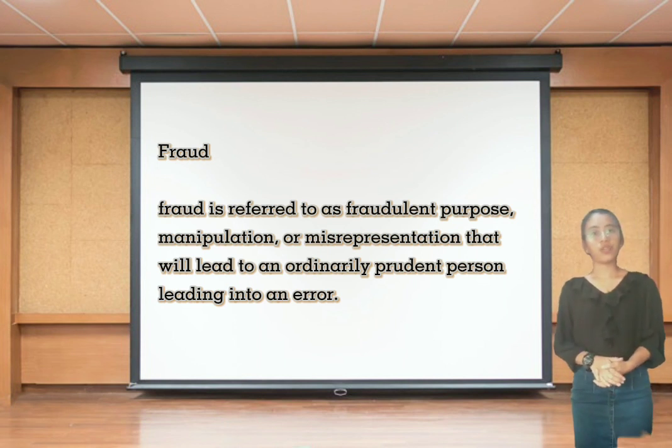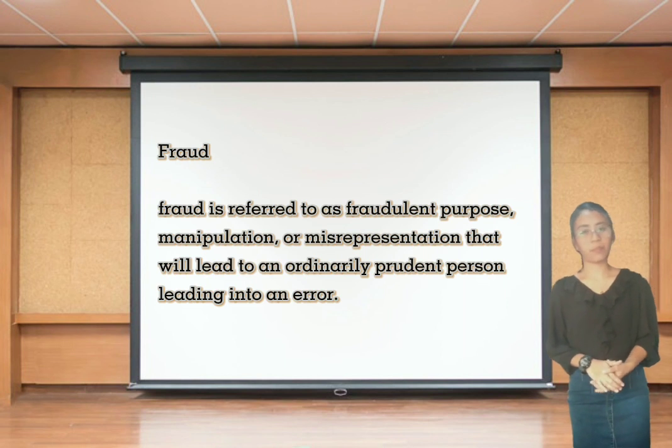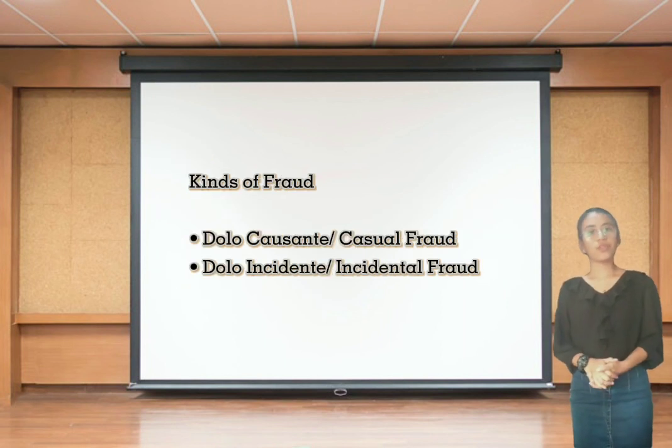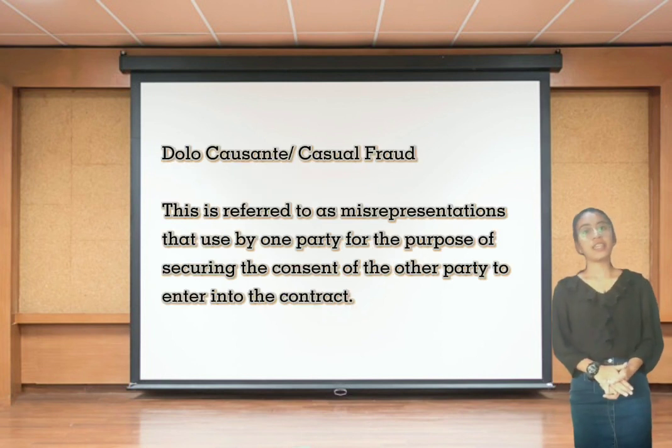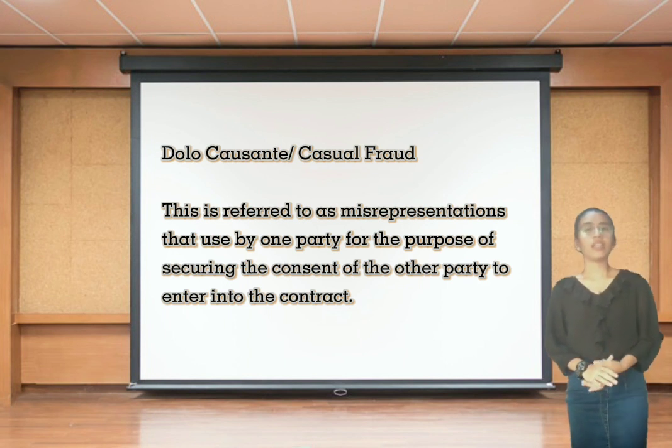In pari delicto is a Latin phrase for equal fault, meaning two or more people are guilty of a wrong. Moreover, there are two kinds of fraud, dolo causante and dolo incidente. So, dolo causante, also known as causal fraud, is referred to as misrepresentation used by one party for the purpose of securing the consent of the other party to enter into the contract. And the remedy for this is the annulment of the contract.